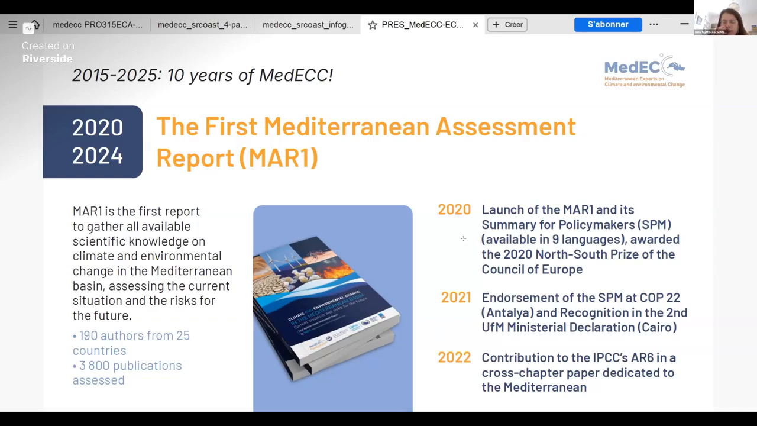This big report was later included and was at the origin of other contributions. One notably was the contribution to the IPCC's latest report in a cross-chapter for the first time dedicated to the Mediterranean region, with some authors of the reports that contributed to the development of the cross-chapter in the IPCC.